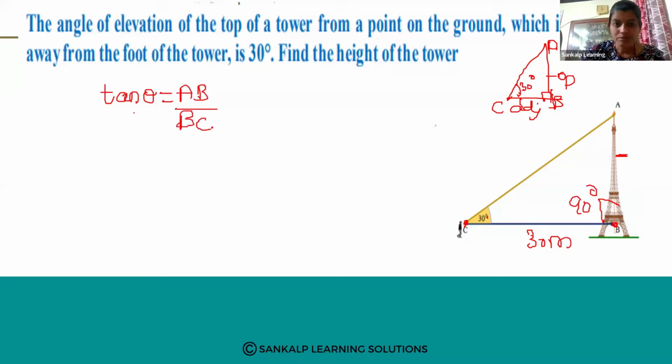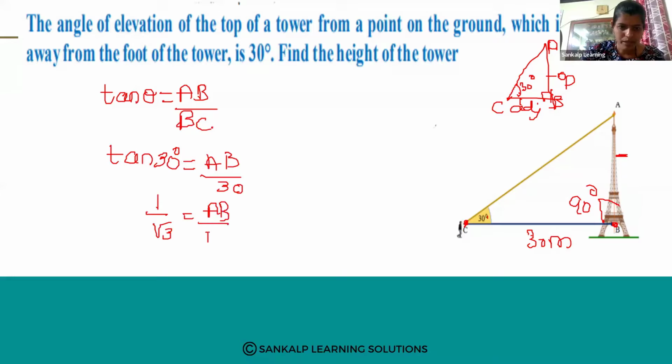Okay, so theta value is 30 degree. Tan theta, tan 30 degree is equal to AB, which we don't know, divided by BC, whose value is 30. So tan 30 degree is 1 divided by √3 is equal to AB divided by 30. So transfer this 30 to this side. AB is equal to 30 divided by √3. Okay, so what will I do? I will multiply √3 on both the sides.